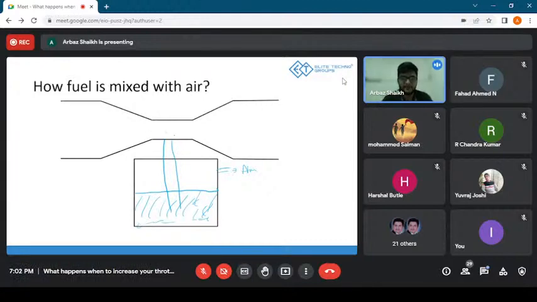Now we know the pressure in here is going to be greater than the pressure in here. We know from our previous slide that P1 is going to be greater than P2. Correct? Is that clear to everybody?